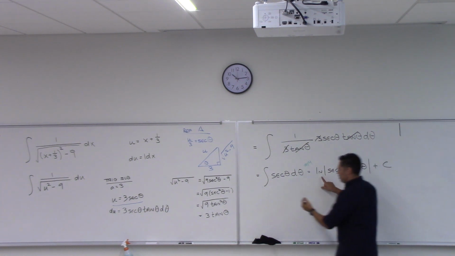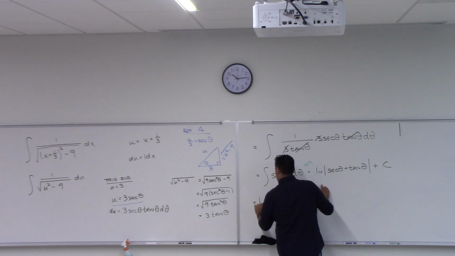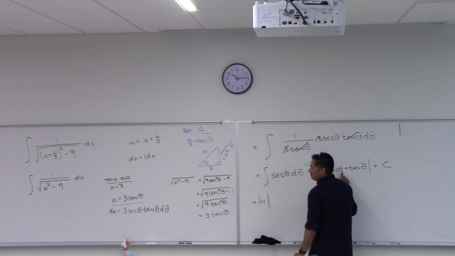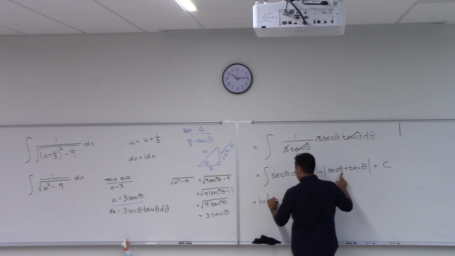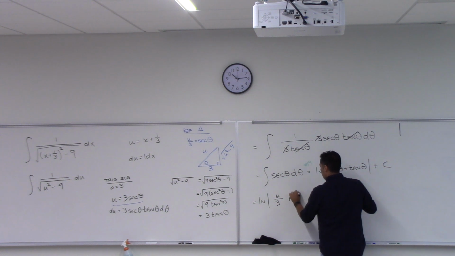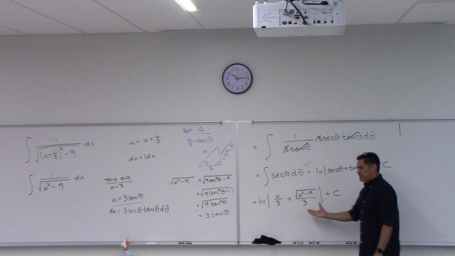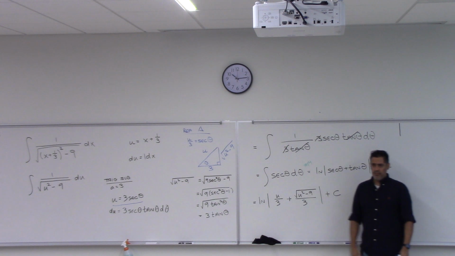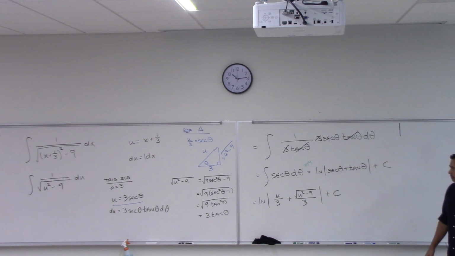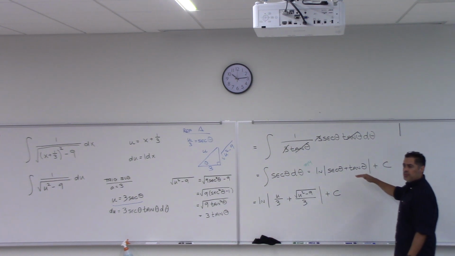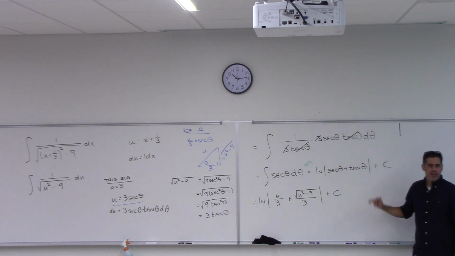All right, continuing this, equals natural log absolute value, secant theta, u over 3, plus tangent theta, square root of u squared minus 9 over 3, plus c. You could put these together because they already have a common denominator, couldn't you? But I'm just going to leave it like that. Or maybe I will, because I need to get it back to x still, don't I? So maybe I do put them together. Any questions?